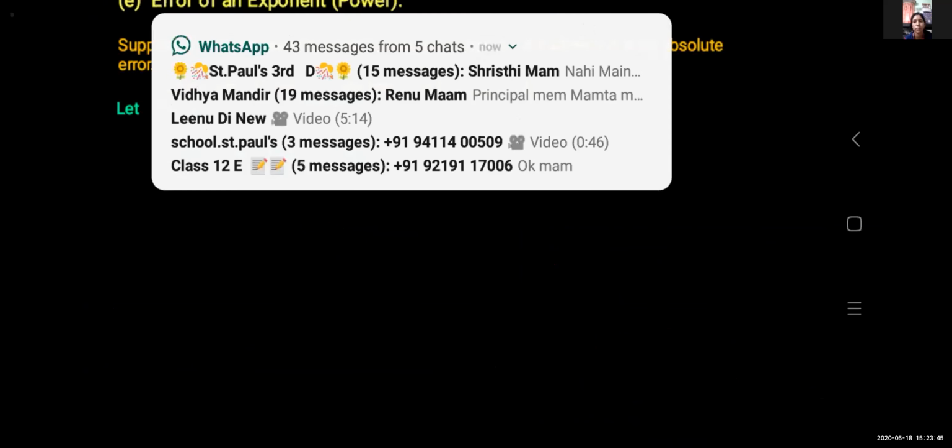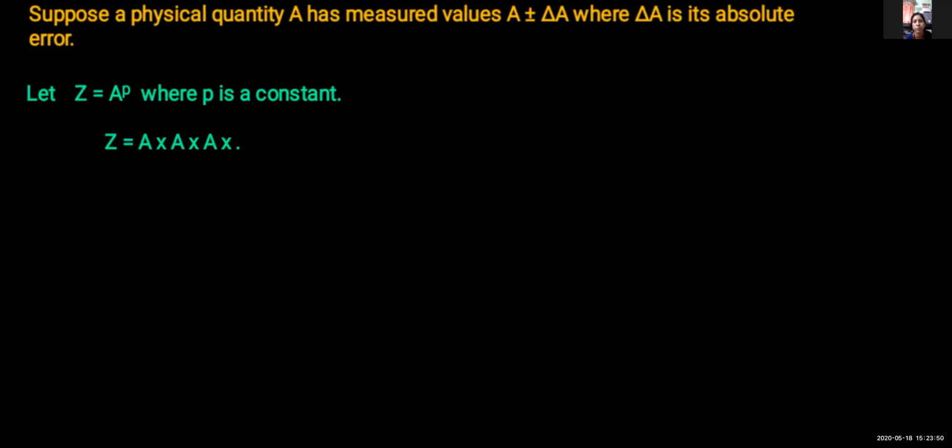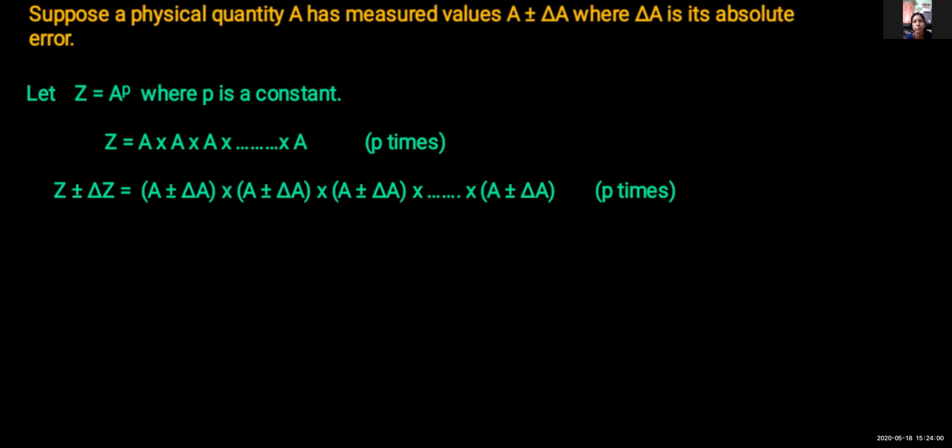Suppose quantity A has measured value A plus minus delta A, where delta A is the absolute error. So Z can be written as Z equal to A raised to power P, where P is constant. So we can write Z equal to A multiplied by A multiplied by A, P times. So we can write this equation: Z plus minus delta Z equal to (A plus minus delta A) into (A plus minus delta A), and so on, P times.